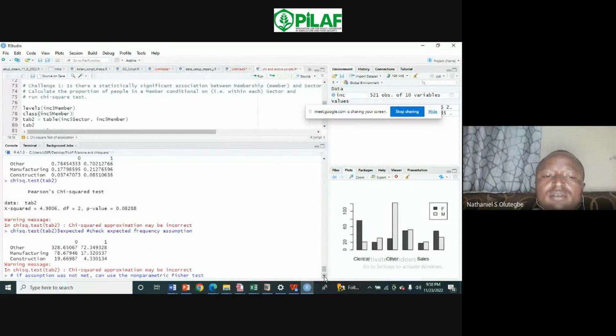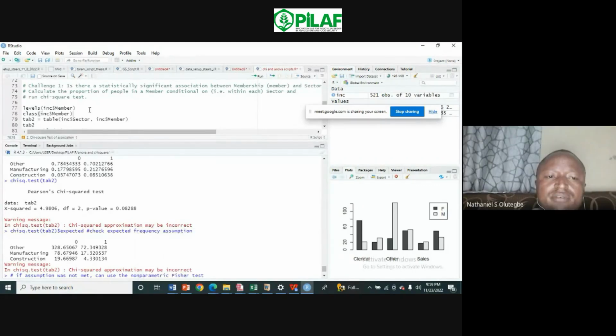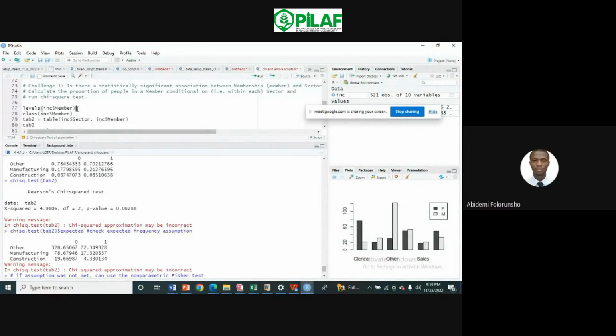Hello, sir. Yes, sir. I would like to ask about the test on dependency. Is it only used for categorical variables? Yes, you use it for categorical variables. So we cannot use it for variables like integers?